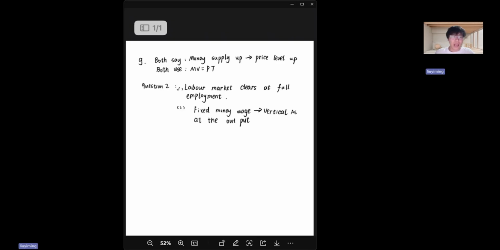About question 2, I would say the labor market clears at full employment, because in classical theory the labor market always returns to full employment. With a fixed money supply, prices don't change much, so output stays at the full employment level.